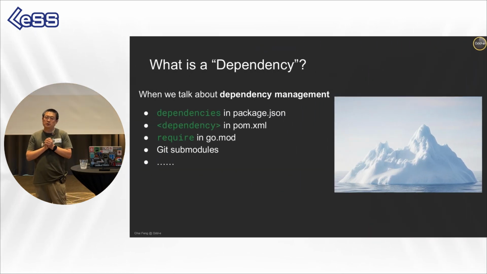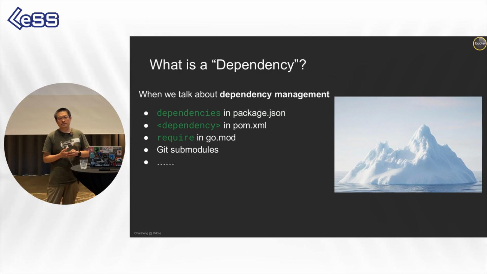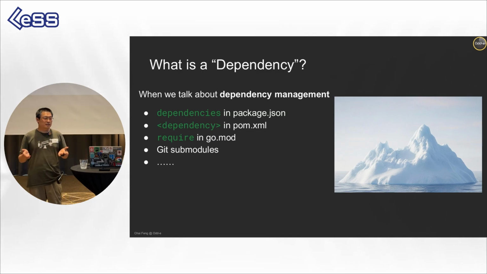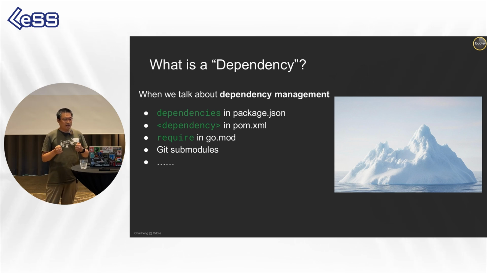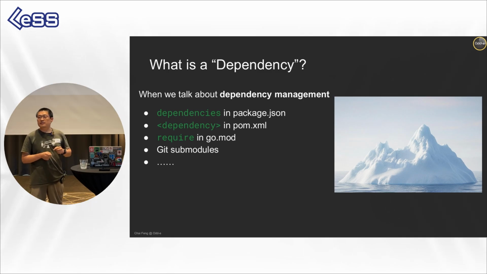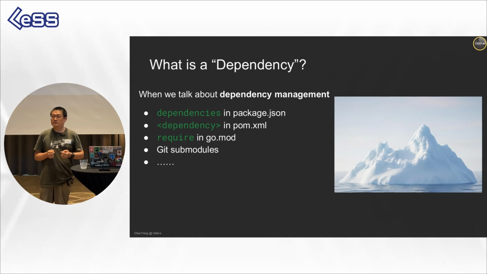Okay, so to implement the three practices, chunking, fabrication, and verification, what is the common object they work on? What exactly do we need to manage to support this system? The answer is our real topic for today, dependency management. When we talk about dependency management, most developers think of the dependencies in the file package.json, the dependency tag in the pom.xml, the require in the file go.mod.